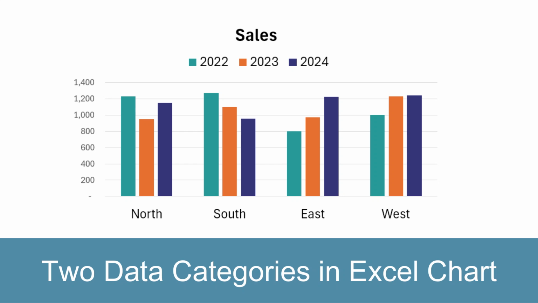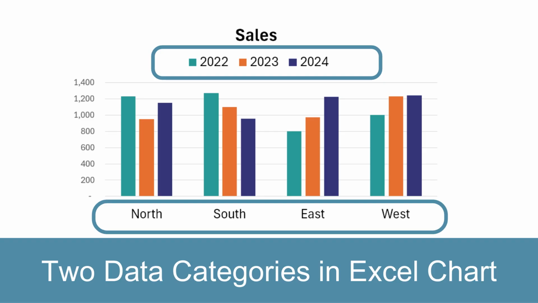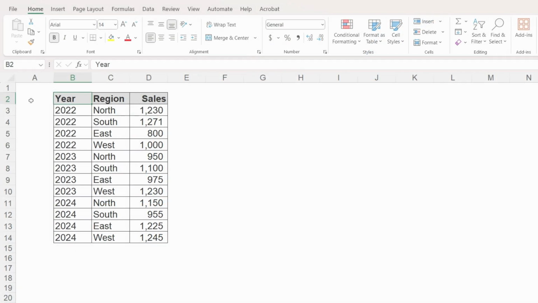In this video, we will learn how to create this bar chart in Microsoft Excel to report sales by two categories of data, region and year. First, make sure the data is in the correct format.